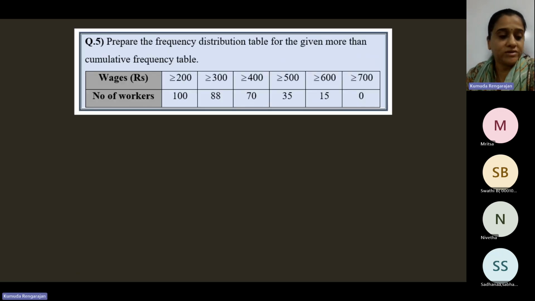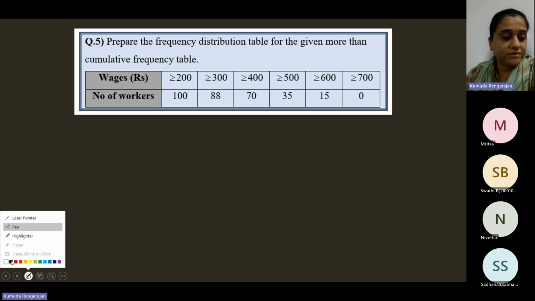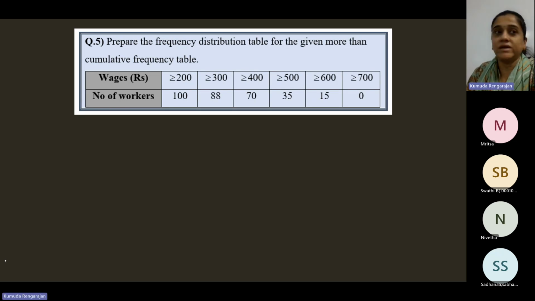Now this one is a more than. Now don't think less than and more than cumulative frequency tables will be given only in median. This question can be given, this table can be given, and you may be asked to find mean also. So don't think this is only for median. That's why we are learning how to convert a cumulative frequency table to a frequency table.